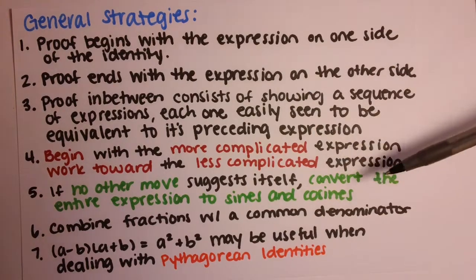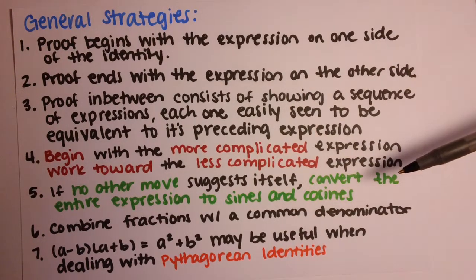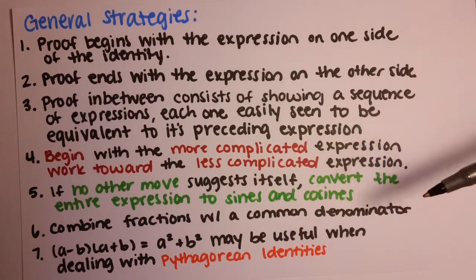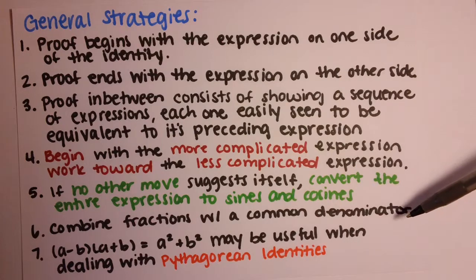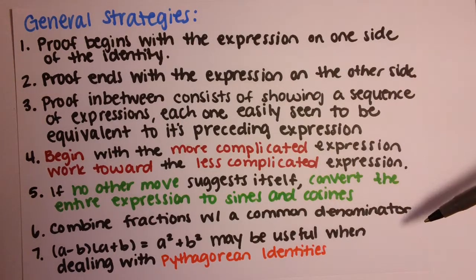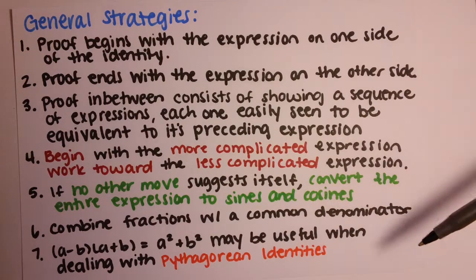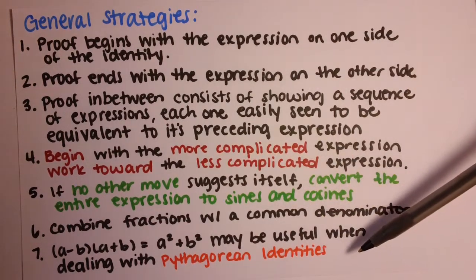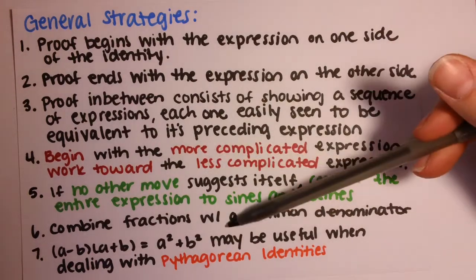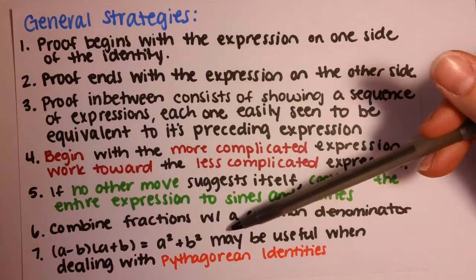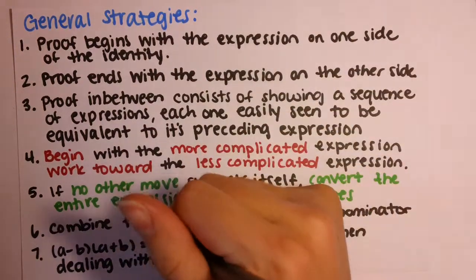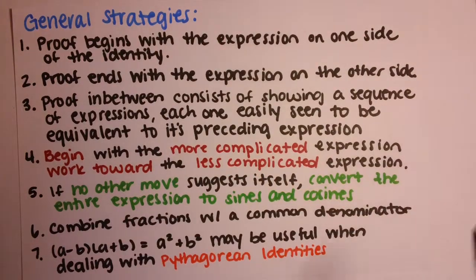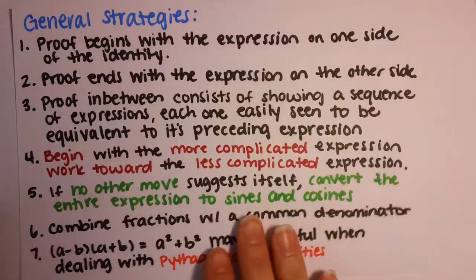If no other move suggests itself, convert the entire expression that you have into sines and cosines. Generally, you can see a lot from sines and cosines because you can get your tangent, your cotangent, you can get your secant, cosecant. It's easy to see from sine and cosine. You always want to combine your fractions with a common denominator because you're trying to simplify. Simplify is generally condensing. When you're looking at your Pythagorean identities, this is going to be very, very useful. The sum of squares. And this should be the difference of squares, but may be useful in dealing with our Pythagorean identities.